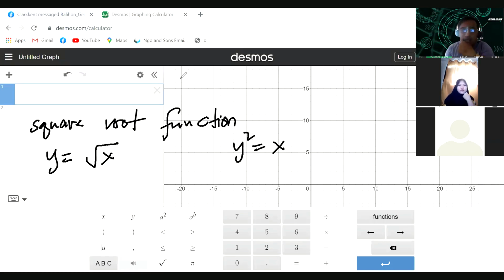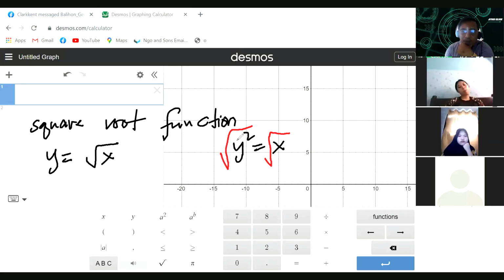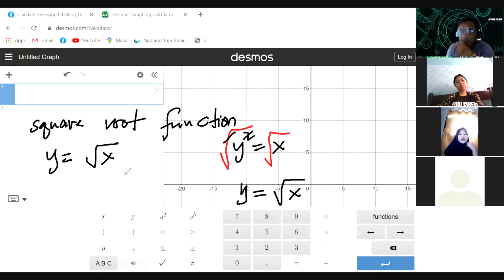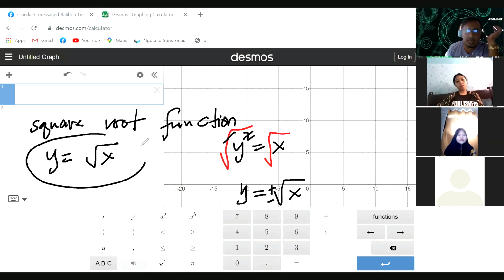And look at this one. If I take the square root here, what will happen? The square cancels out, right? y equals the square root of x, and it is the same with this, right? But bear in mind, if you take the square root of the original function, it should be plus or minus. The difference is that if what is given is y equals square root of x, that is only the positive square root of x, not plus and minus.